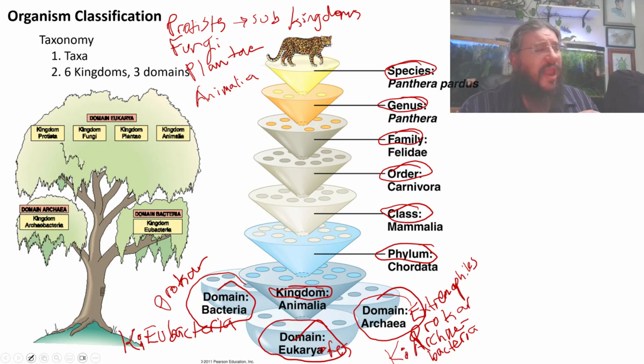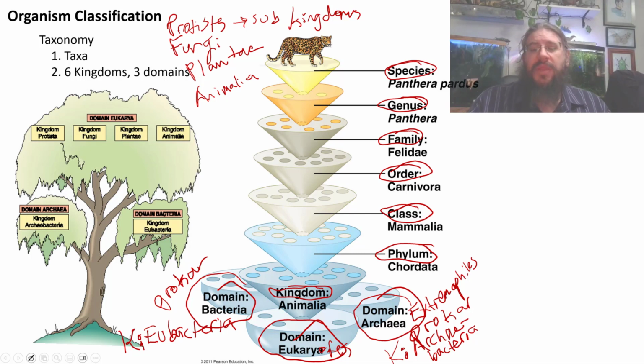Is it related to a cat? Well, then it's a feliform carnivore. Is it related to a dog? Well, then it's a caniform carnivore. And then other, like the ursiforms, bears and stuff. Okay. Family, Felidae. This is the cats. So, genus, Panthera. And then species, Panthera pardus. So there we go. The taxonomy of a leopard. Not too bad.